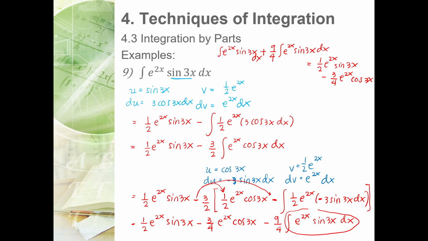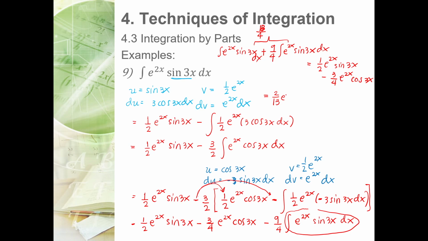So combining, 1 plus 9 over 4 will be 13 over 4. So the left side becomes 13 over 4, then divide by 13 over 4. So on the right side, using the shortcut, the answer will be 2 over 13.